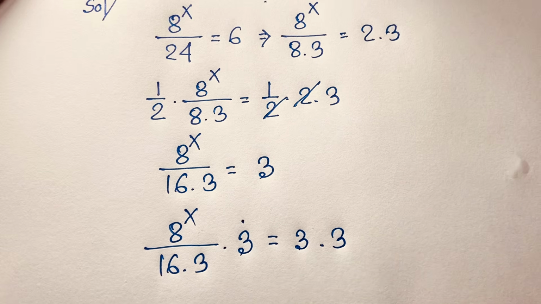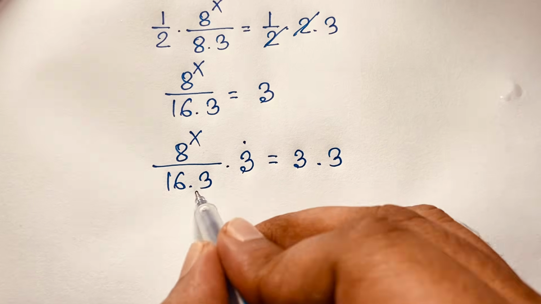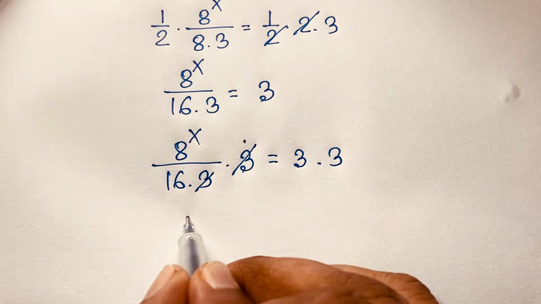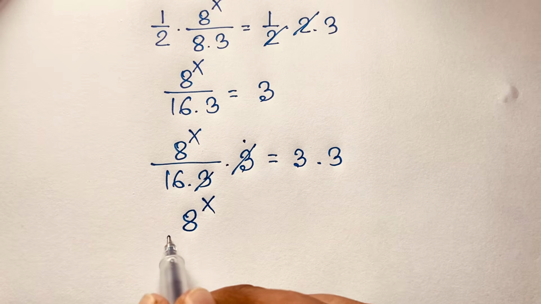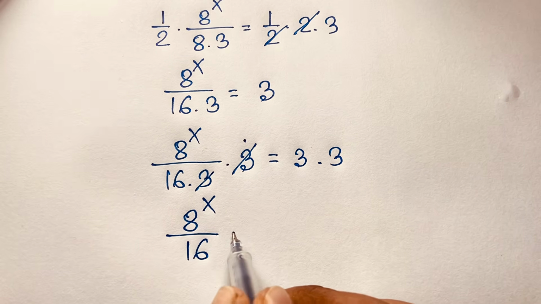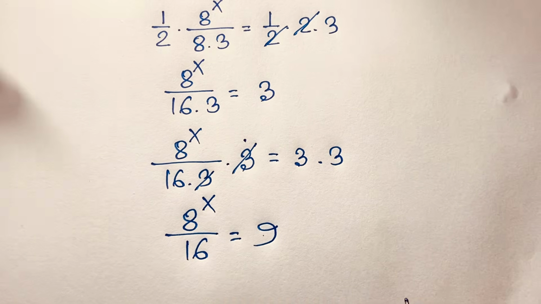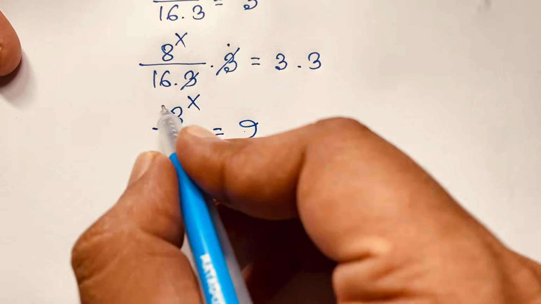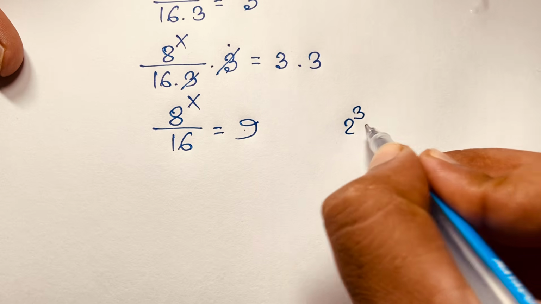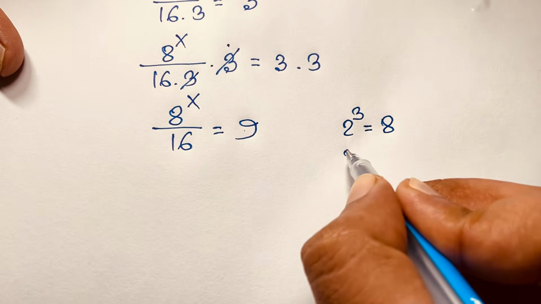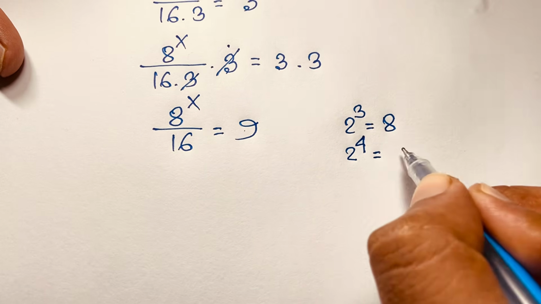I multiply both sides again by 3. Then this 3 cancels out. This is 8 to the power x over 16 is equal to 9, or you can say 3 times 3, this is 9. Now we know that 8 will be 2 to the power 3 is equal to 8, and 2 to the power 4, this is 16.